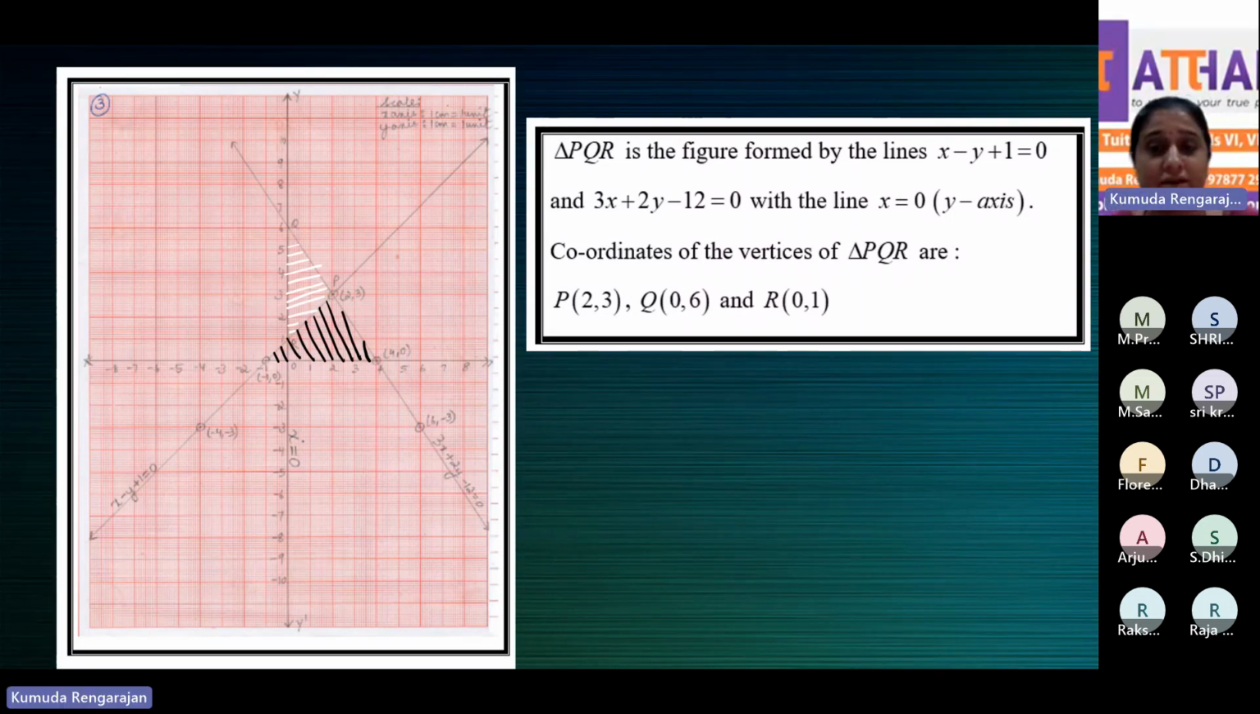Coordinates of the triangle. Again, you have gone wrong there. You have written the triangle with the two lines and the y-axis. Sorry, x-axis. You should write by the two lines and the y-axis. So your coordinates are not correct. Otherwise, your graph is right. Again, arrows and other things are missing.